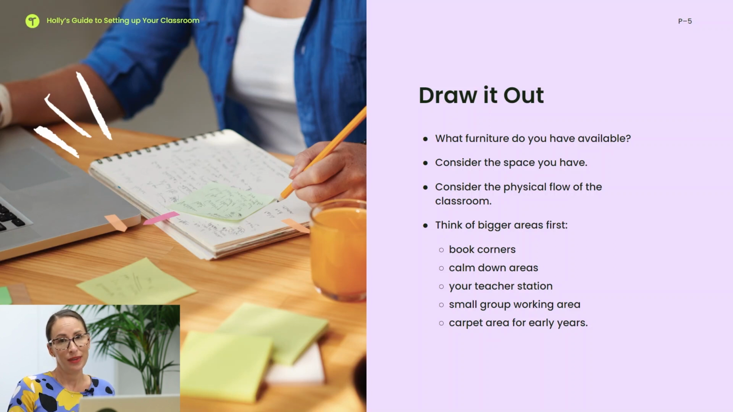Book corners. Doesn't necessarily need to be in a book corner. Maybe it's just a smaller area at the back of the classroom, and I've got some photos of some really cool ideas that I'll share in the next slide.